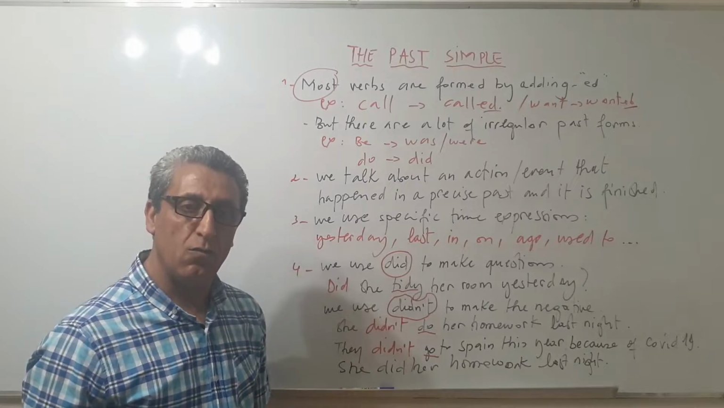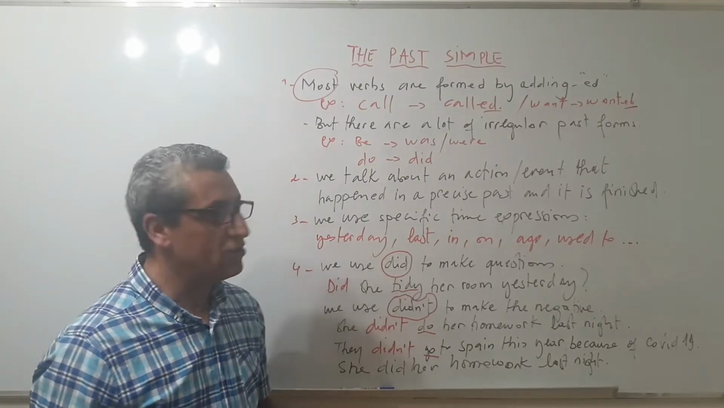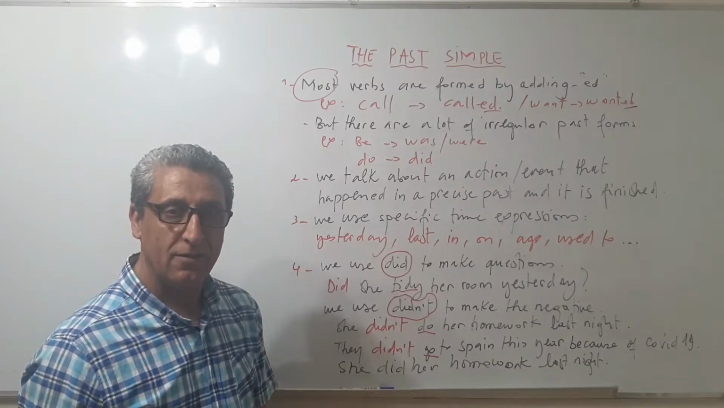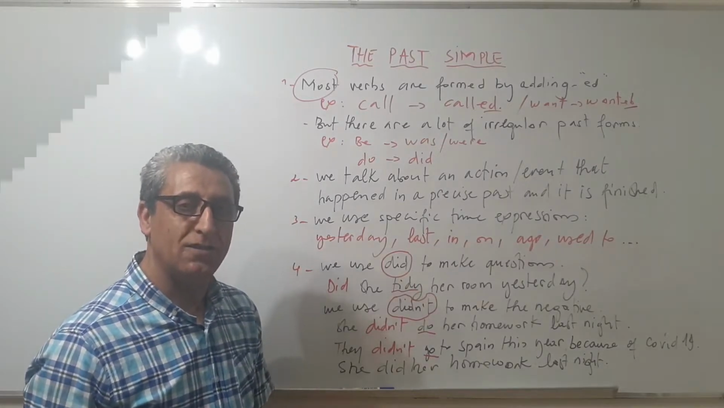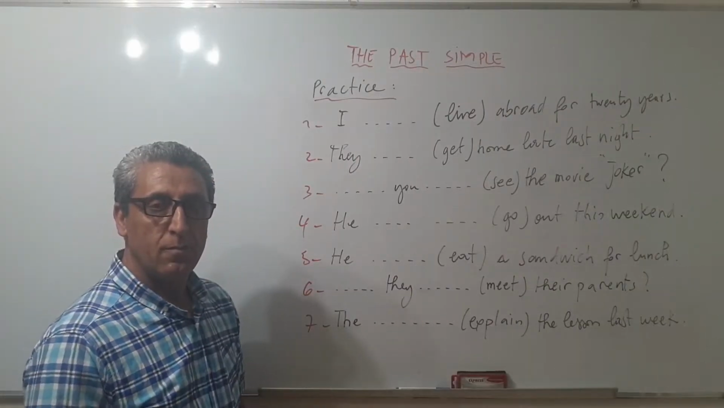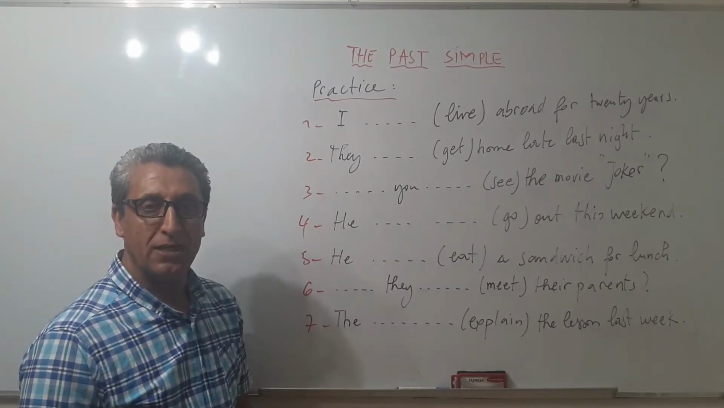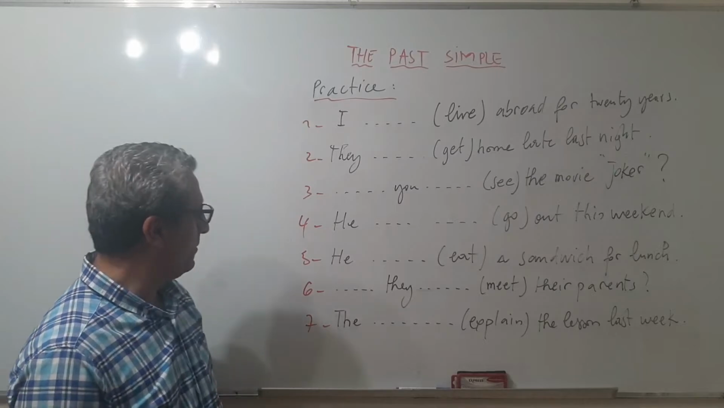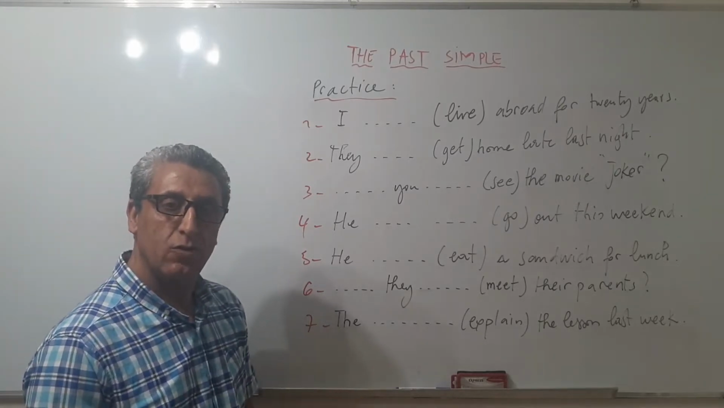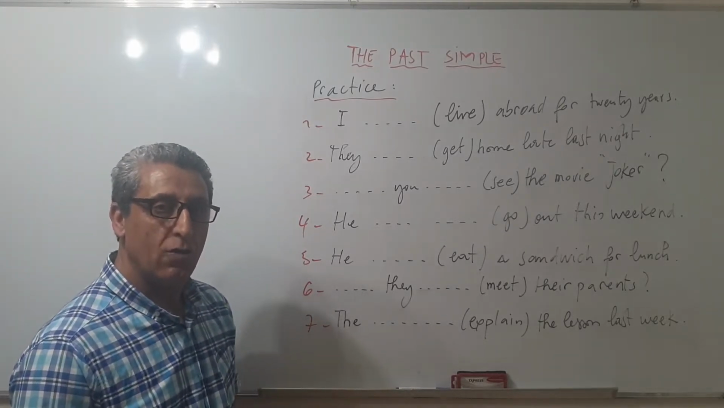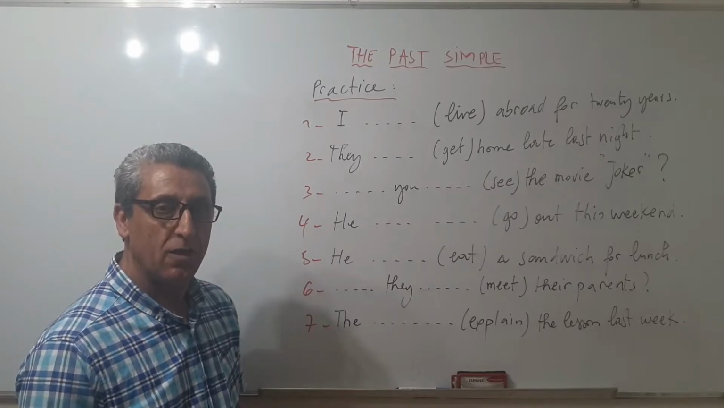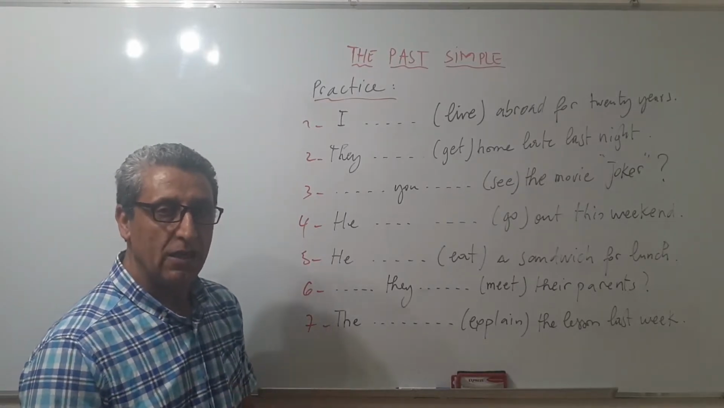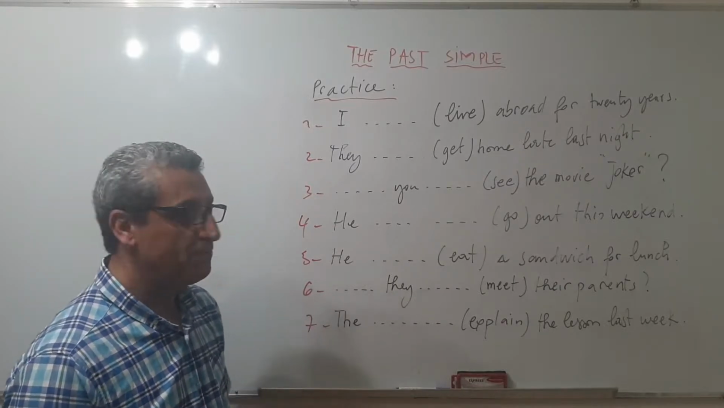We move to some practice, so that we grasp all these things. Good. So let's go to some examples. Let's practice the past simple. Here I provided 7 sentences, so that we can practice the past simple. In these sentences there are negative, interrogative and affirmative forms.